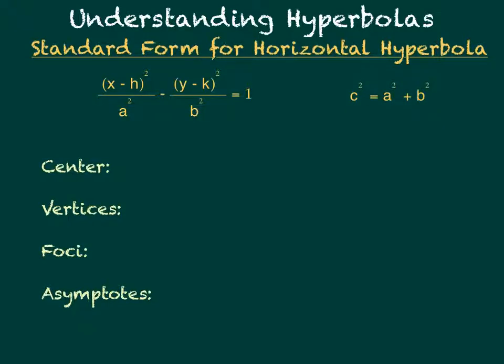Understanding hyperbolas. There are two different forms of hyperbolas, just like there were two different forms of ellipses and parabolas. The standard form of a horizontal hyperbola is (x minus h) squared over a squared minus (y minus k) squared over b squared, set equal to 1. And in this one, our c squared is equal to something different: c squared equals a squared plus b squared. Our center point is still going to be (h, k).